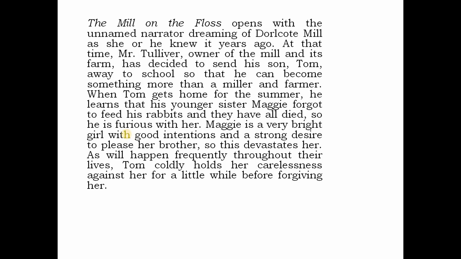The Mill on the Floss opens with the unnamed narrator dreaming of Dorlcote Mill as she or he knew it years ago. At the time, Mr. Tulliver, owner of the mill and its farm, had decided to send his son Tom away to school. So here the novel starts.